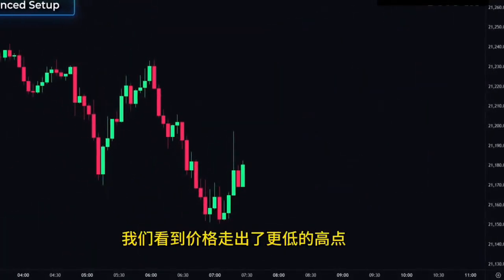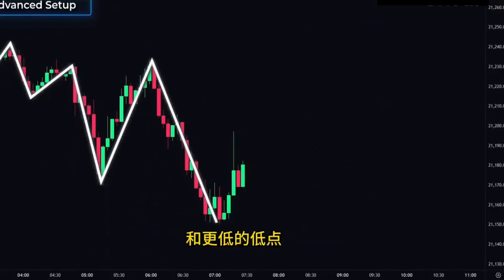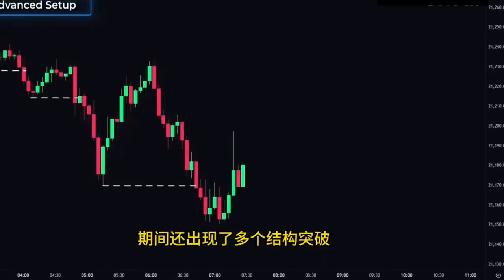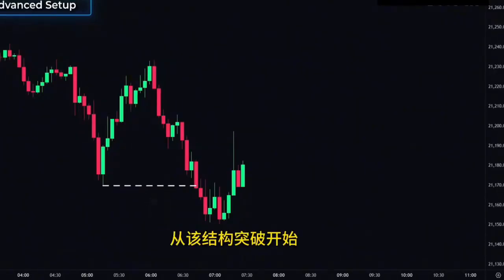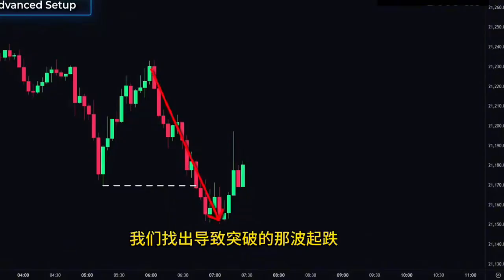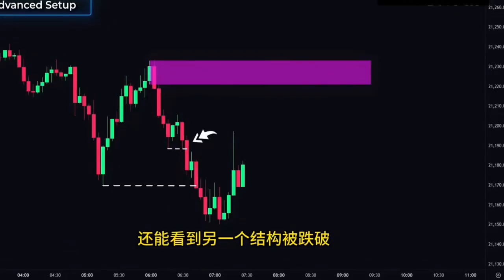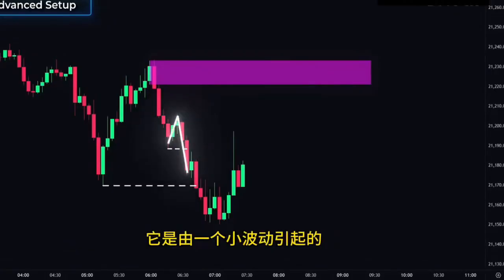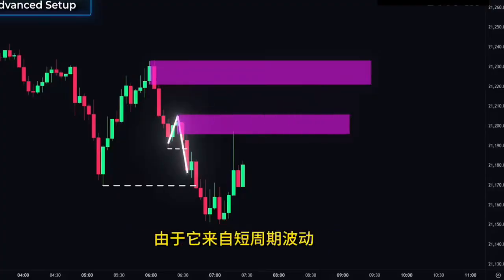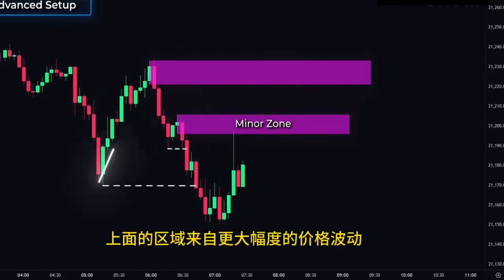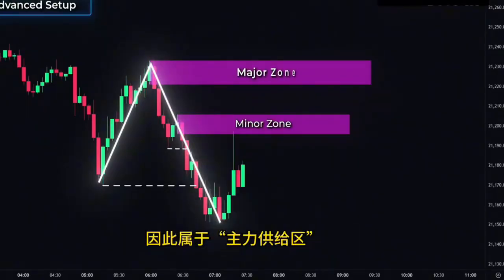In this chart, we can see that price is forming lower highs and lower lows, clearly showing a downtrend structure. There are also multiple breaks of structure that could be identified, but we'll focus on the most recent one, which is right here. From that break, we take the initial move that led to it and draw our supply zone. Looking closer, we can also spot another break of structure that came from a smaller price swing. This lets us draw a second supply zone, and since it was formed from a smaller move, we classify it as a minor supply zone. In contrast, the zone above was formed from a larger price swing, which makes it a major supply zone.